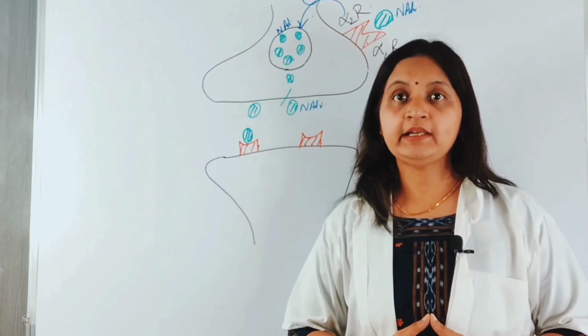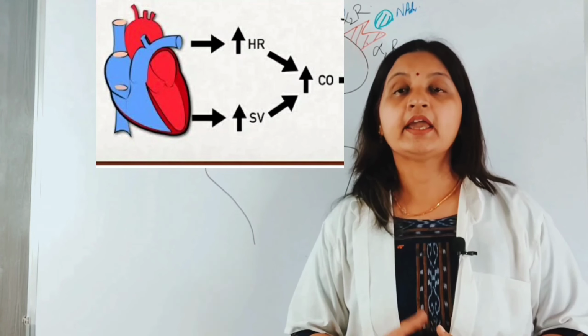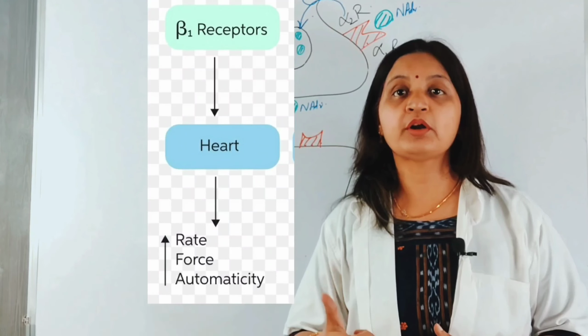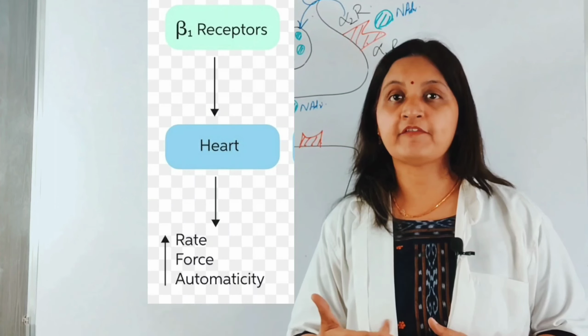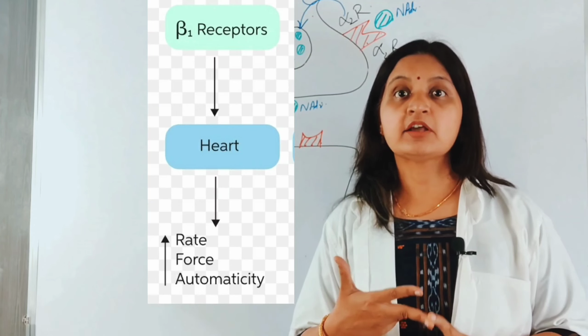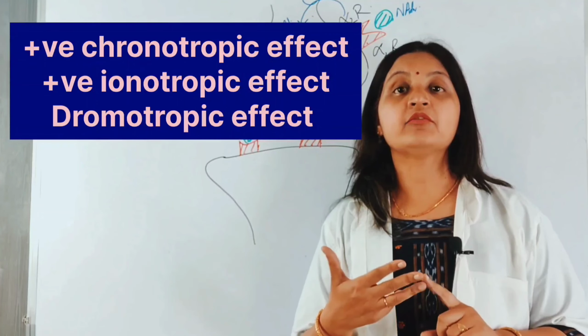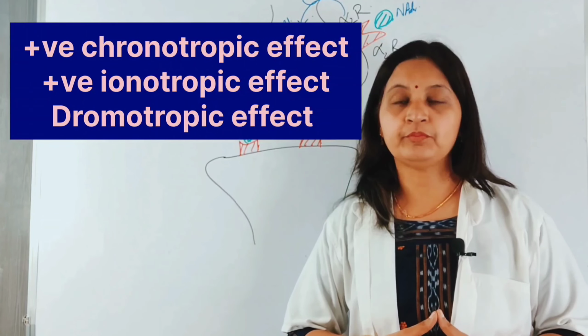Beta-1 receptors are located in the heart, and stimulation of beta-1 receptors of the heart increases the heart rate, that is chronotropic effect, increases the contractility, that is inotropic effect, increases the conduction via AV node, that is dromotropic effect, and it increases the ejection fraction, thereby increasing the cardiac output.